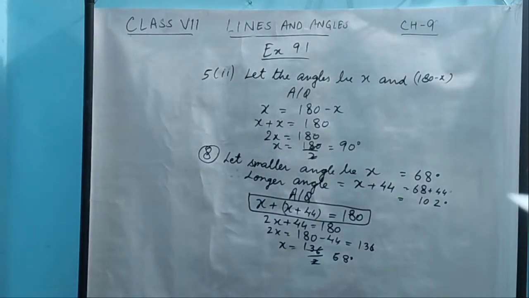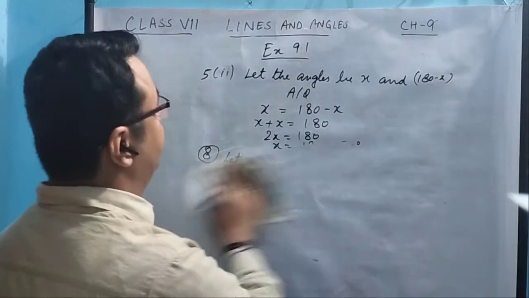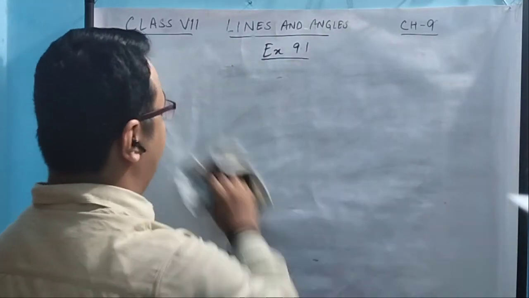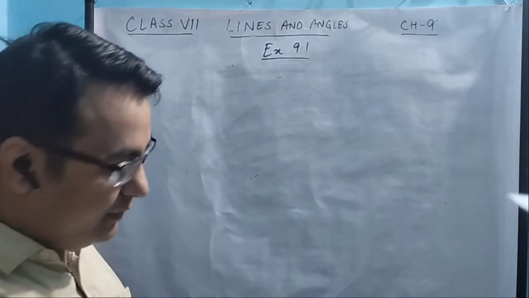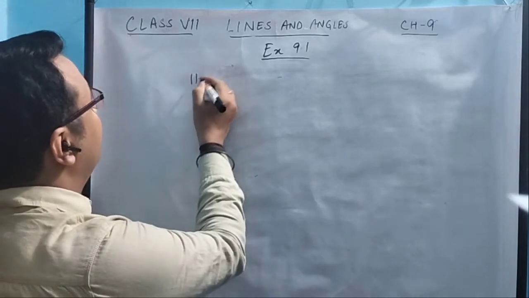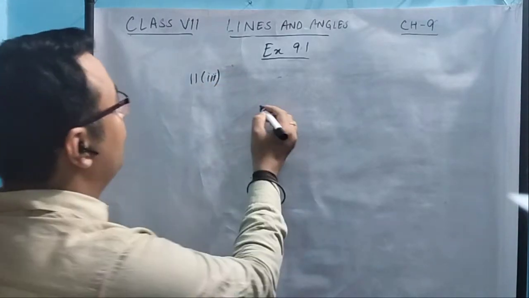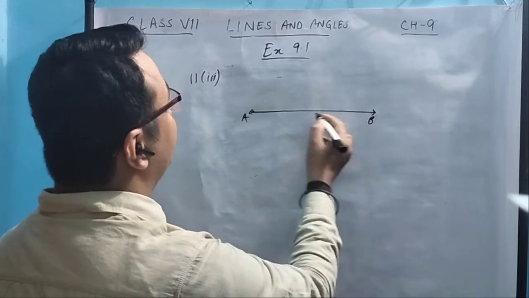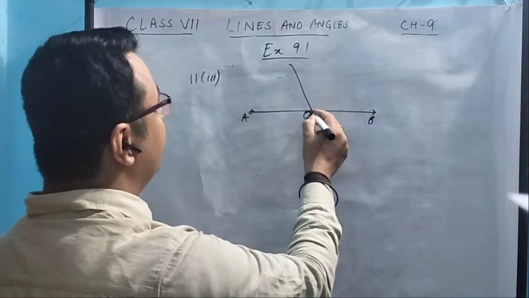Now let us see another question. Now we will see question number 11, third part. I am drawing the figure. Figure of this question is somewhat like this. This is a straight line AB. Here is point O. One ray is like this and other ray is like this.